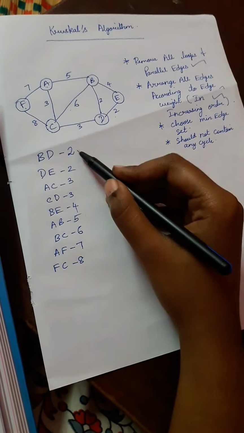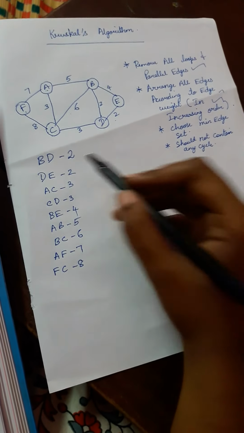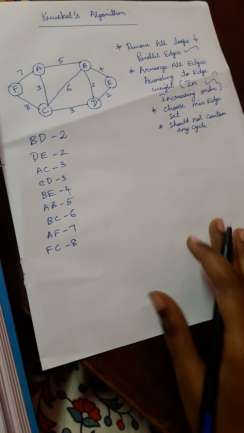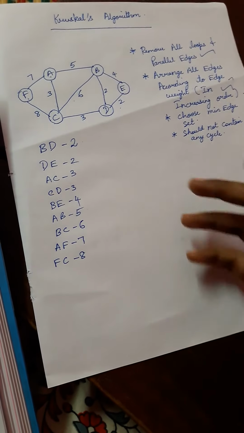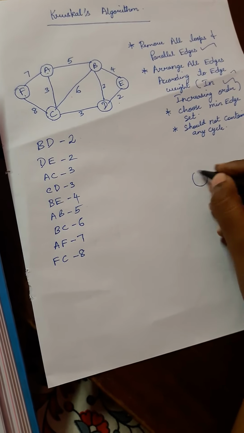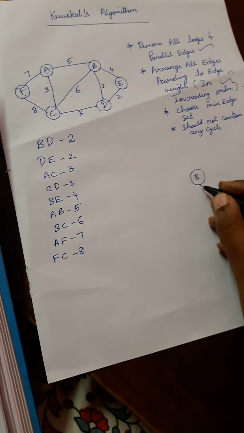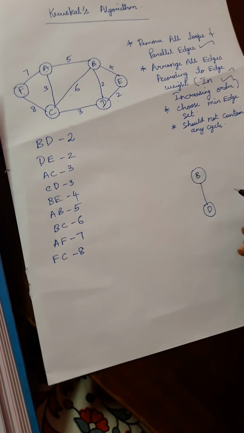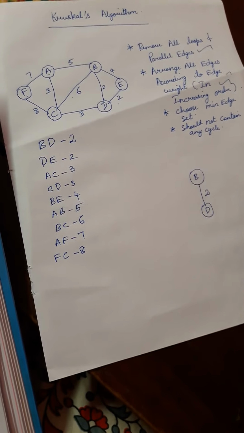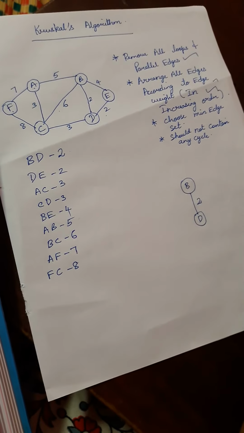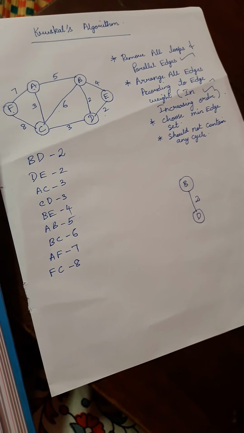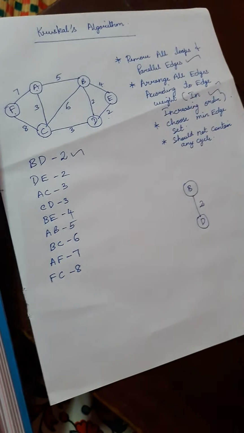So first one, what they have said, B to D is having 2. So first we are drawing it. I will represent it in the same format, then only it will not be confusing. So B to D is having the minimum number. So B to D I have drawn. Okay, is there any cycle? No. That condition also we have to check side by side. Okay, so this one I have selected.